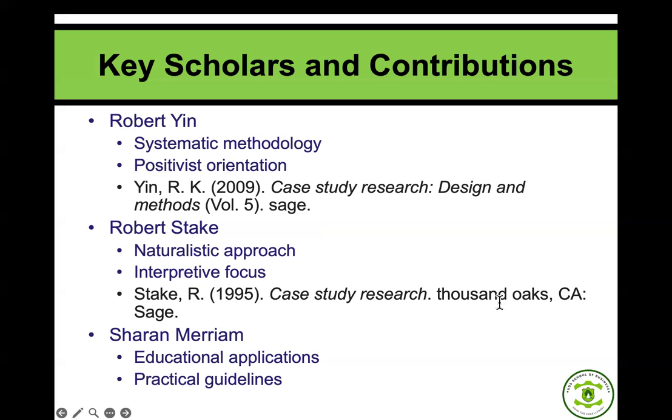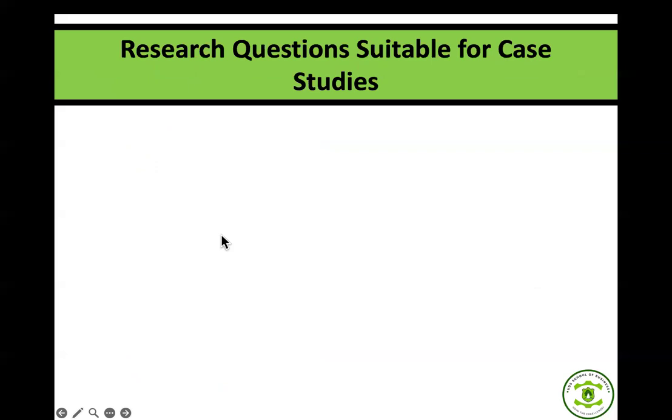Then there's Robert Stake, who takes a completely different approach from Yin. Whilst Yin takes a systematic methodology, Stake takes a naturalistic approach, and he is an interpretivist, whilst Yin is a positivist. Then we have the last one, Sharon Merriam, who really bridges the gap between theory and practice. She is particularly known for making case study research practical and accessible. She applies case study methods, especially in educational settings, and provides clear and actionable guidelines for us to be able to conduct case study research.